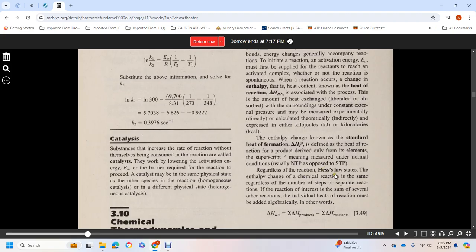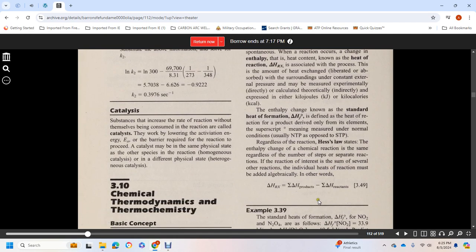As regards the reaction, Hess's law states that the enthalpy change of a chemical reaction is the same regardless of the number of separate reactions. Reactions are the sum of several other reactions, and the individual heats of reaction must be added algebraically. So the heat of reaction is equal to the sum of the heats of the products minus the sum of the heats of the reactants.